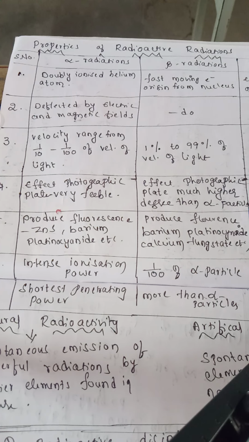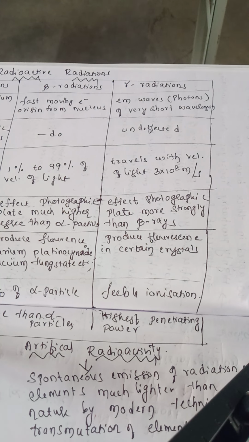Now, how they affect the photographic plate: alpha radiations affect the photographic plate very feebly, meaning less. Beta radiations also affect the photographic plate, but to a much higher degree than alpha particles. And gamma radiations affect the photographic plate more strongly than beta rays. Next, let us see whether they produce fluorescence or not.